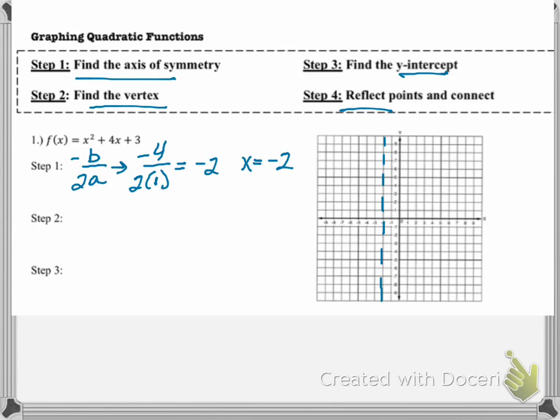So in step 2, we'll find our vertex. We know we can find our vertex by plugging in our line of symmetry value of x, -2, into the equation. I'll do just that using parentheses. That gives me 4 minus 8 plus 3. And that has a value of, let's see, this is -4 plus 3, so -1.